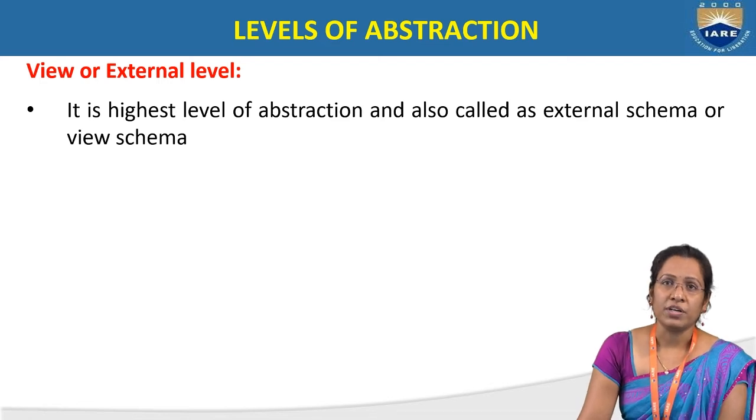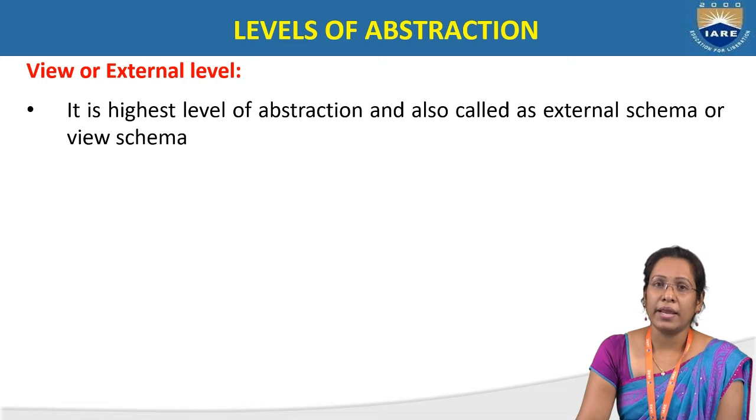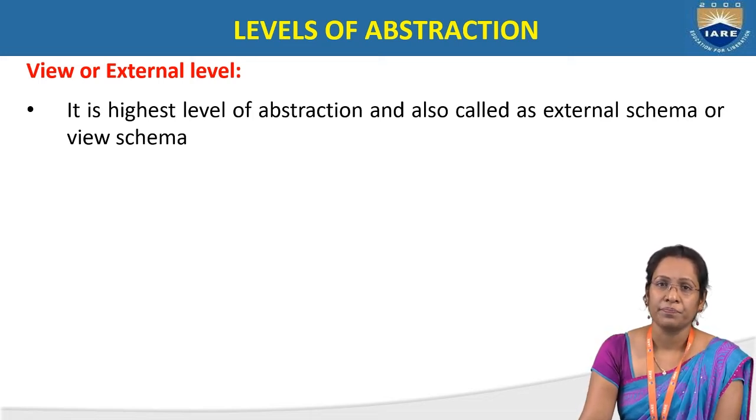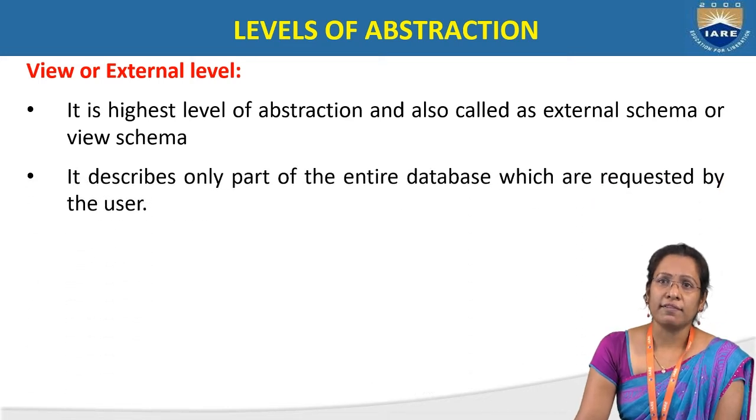So what does the view level contain and what does it do? Its main task is to focus only on describing part of the entire database. Why does it describe only a part? Because in the total database, the view is different from user to user. For every user, the viewpoint is different, so it shows only the part of the data requested by the user.